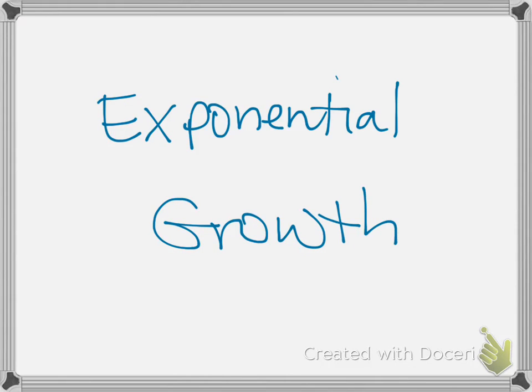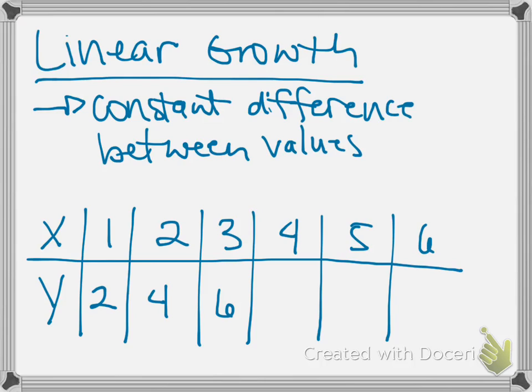Okay, before we talk more about transformations, we need to just briefly talk about exponential growth and what that looks like. So exponential growth is different from linear growth. Linear growth occurs when you have a constant difference between your values. So I've given us a little table here with an example of linear growth.